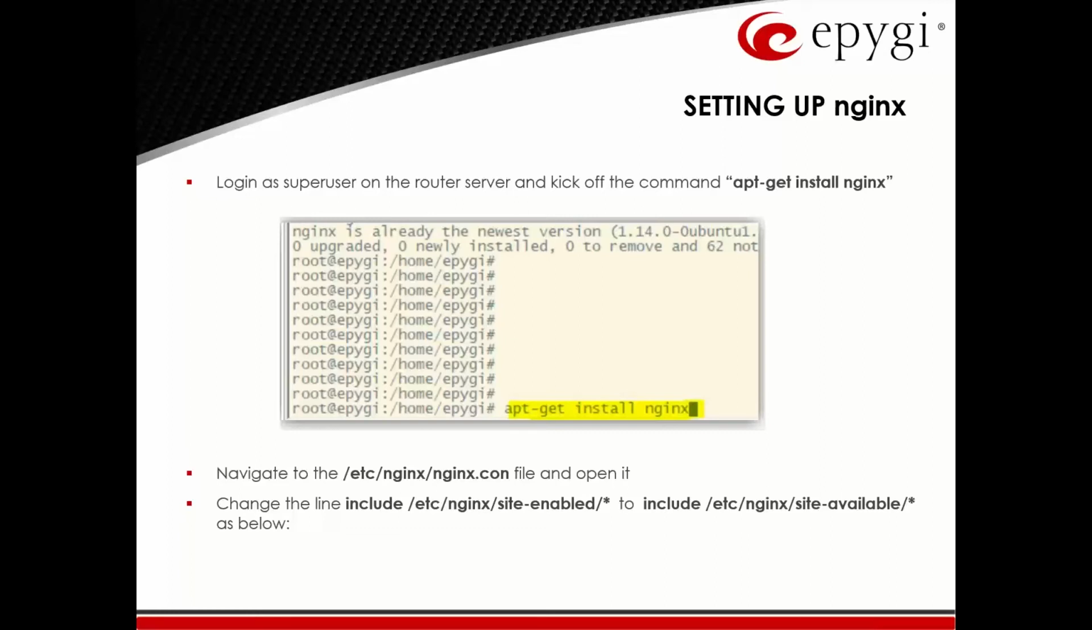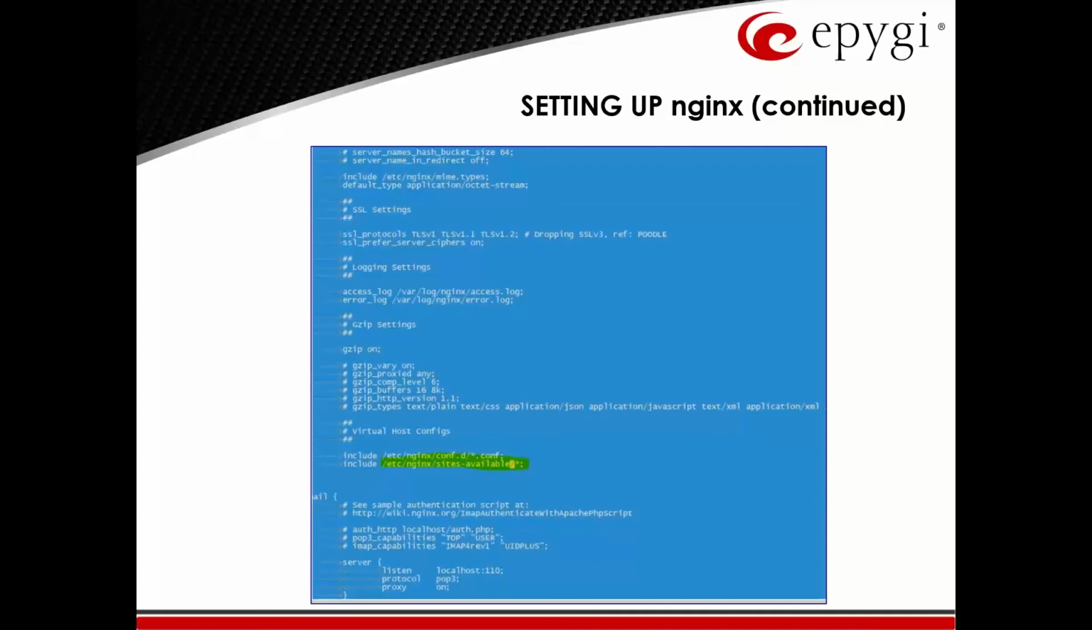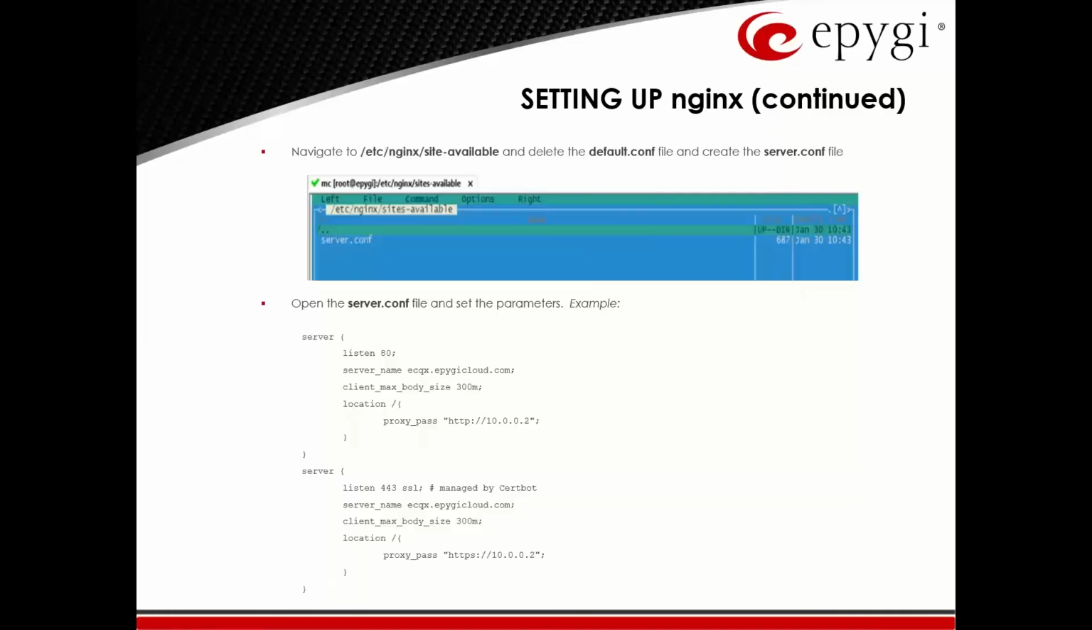Navigate to the NGINX configuration file and open it. Replace the sites-enabled line with the sites-available one, as illustrated in the picture below. The sites-enabled line here. Navigate to the sites-available directory, delete the default.conf file, and create the server.conf file as shown here. Open the server.conf file and set the parameters as shown below.